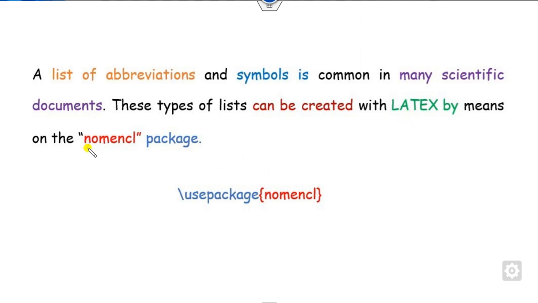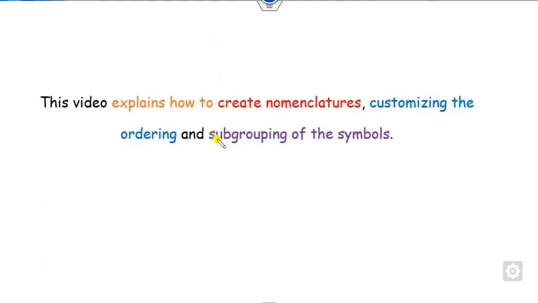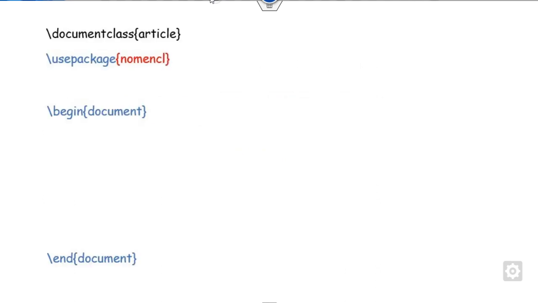So we have to use the nomencl package. That is called the use package. You have to write this nomencl package in your LaTeX file. We will see how we can do that. This video will explain how we can create, how we can customize, and how we can group the various symbols at a single place in the entire document.